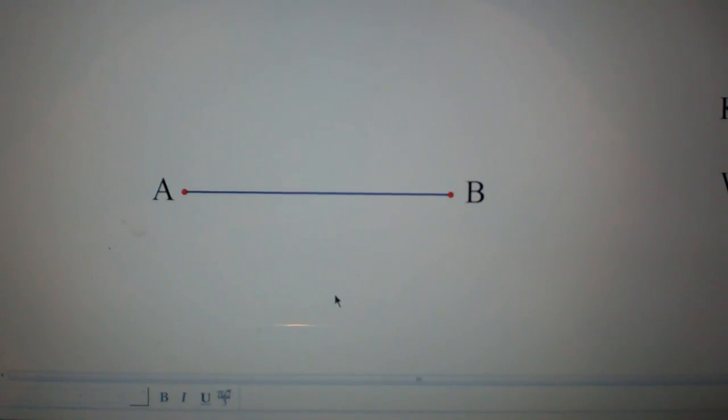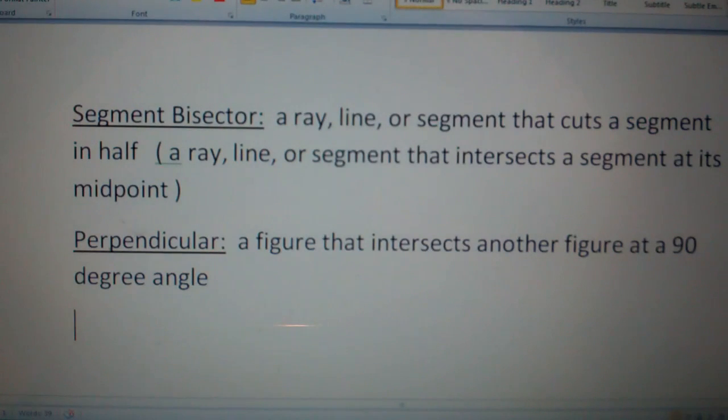So let's start here with a segment. We have segment AB in front of us. If we want to know what a bisector is, a segment bisector is a ray, line, or segment that cuts a segment in half. It can also be a ray, line, or segment that intersects a segment at its midpoint. And perpendicular means that a figure is intersecting another figure at a 90-degree angle. So the 90-degree angle here is what to focus on.